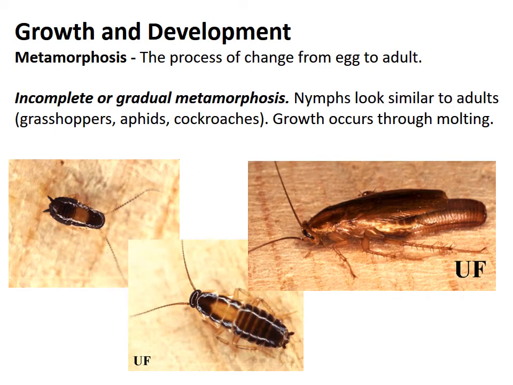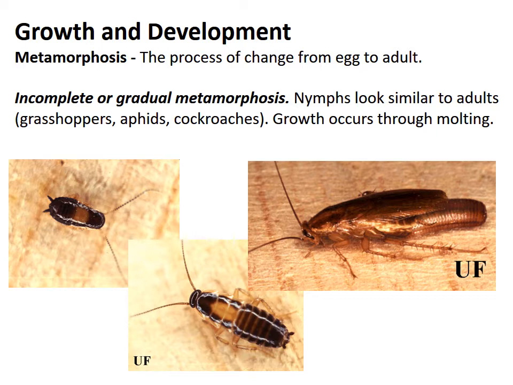So here's an example of incomplete or gradual metamorphosis. You see here we have a couple of pictures of German cockroaches, and if you saw any one of these, you would know right off the top of your head this is obviously a cockroach. The one on the far left has probably just emerged. The one in the center is a slightly older nymph.